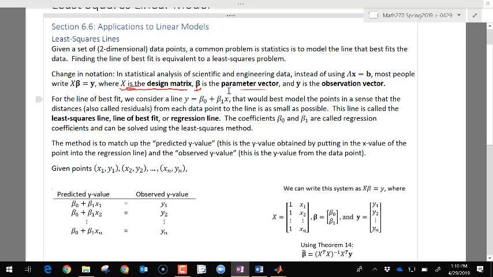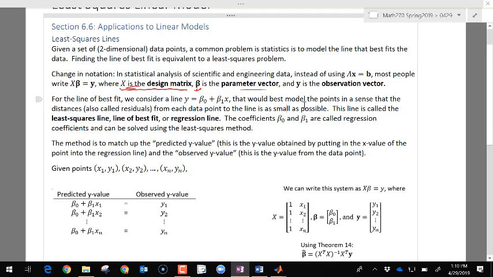The line of best fit that we're going to look at is going to be beta naught plus beta 1 times x. That's the equation of the line we're looking for. I know we're used to saying y equals mx plus b, but it's the same idea. The slope is beta 1, and your y-intercept is beta sub 0.